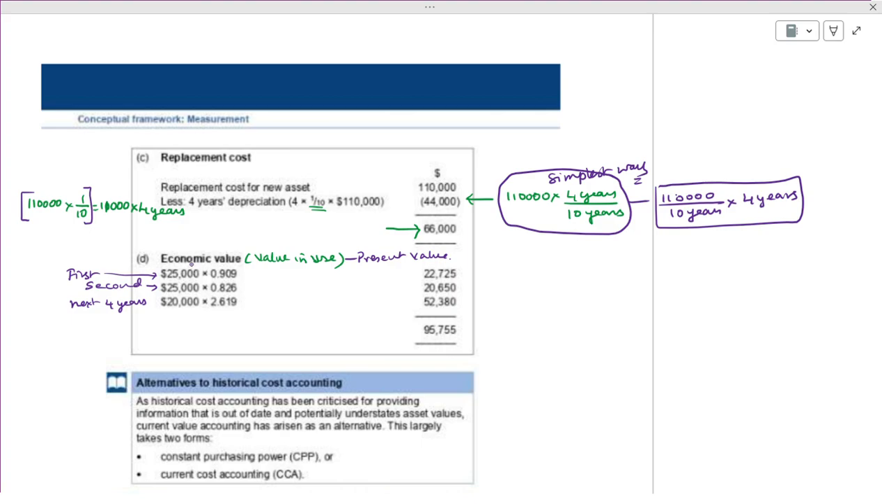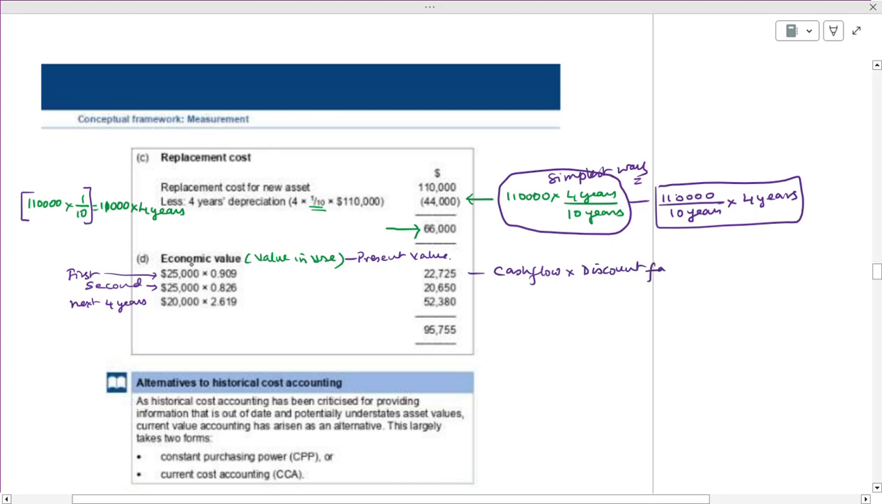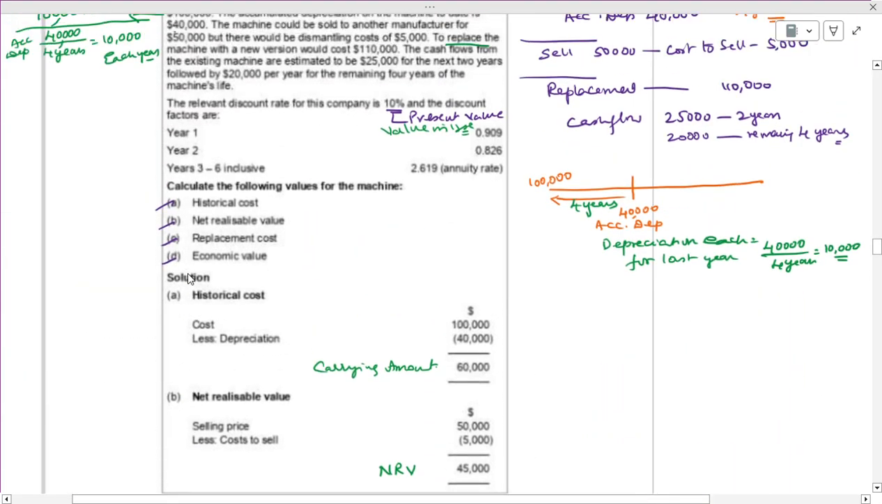You mean net present value? Yes, we have done it. Same thing. Is it right? This is what they are saying. See, I will write the formula here: cash flow into discount factor. They have mentioned here in the question.